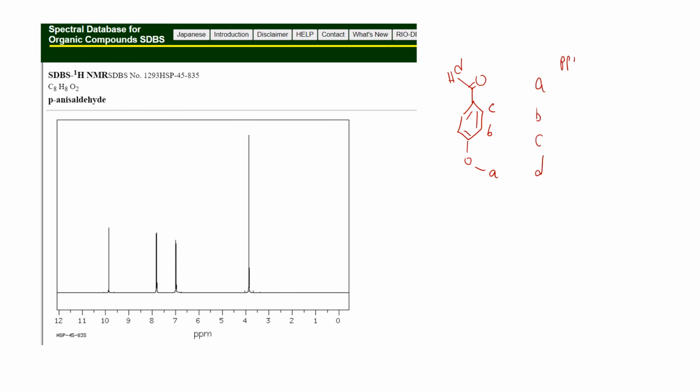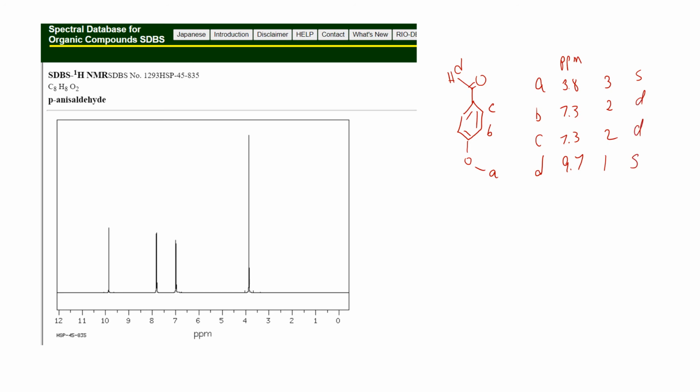Y'all, I will expect you to have this table. So parts per million for A, that's going to be around 3.8. I think that's what it, yeah. And B and C are 7.3, again, just for the benzene hydrogen. And then D is a 9.7 for the aldehyde hydrogen. Okay, so we can do the integrations. A would be 3, B would be 2, C would be 2, and D is 1. And then for multiplicity, A is a singlet, B would be a doublet, C would be a doublet, and D would be a singlet.